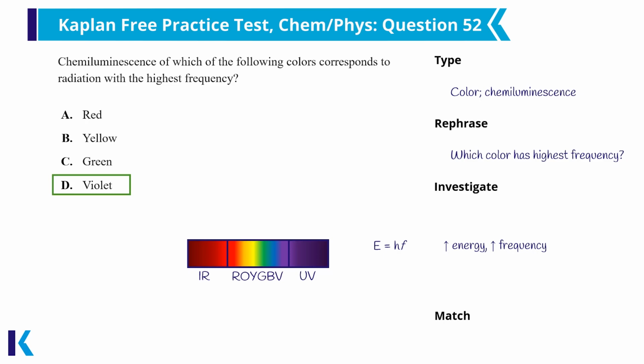I could also solve this question by remembering that the wavelength of red light is longer than violet light and use the inverse relationship in this equation. Speed of light is equal to wavelength multiplied by frequency. That means that the smaller the wavelength, the bigger the frequency. Either way will work.